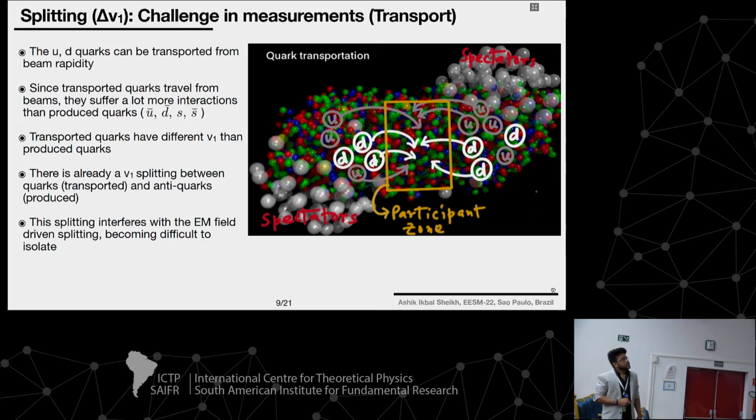So the transported quarks have different V1 than the produced quarks. So if we measure splitting between a quark that is transported and an antiquark that is purely produced, that can give you the splitting due to this transport phenomena. So this kind of splitting interferes with the electromagnetic field-driven splitting, and it's very difficult to isolate in experimental measurements.